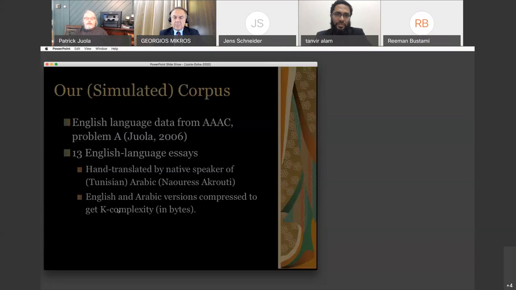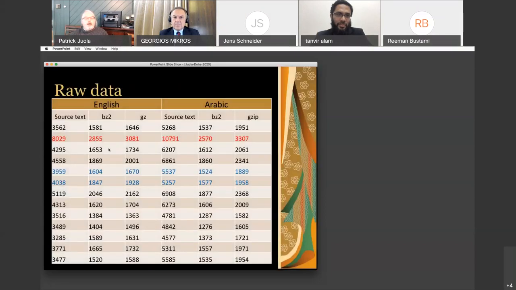So here's just some raw data. For example, the first column shows the length of the original source text. The second shows the length of the compressed text when it's compressed using BZ2. The fourth column shows the length of the Arabic, the translated source text. And the fifth column shows the length of the translated text.